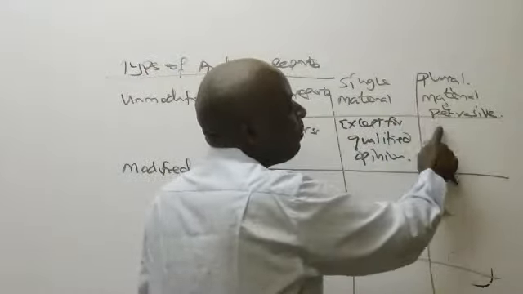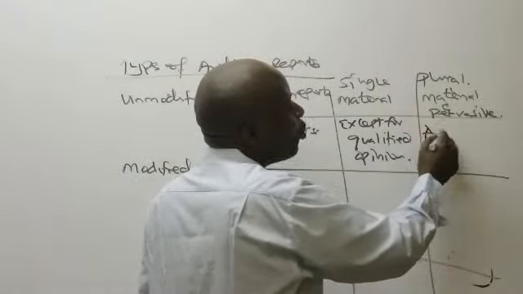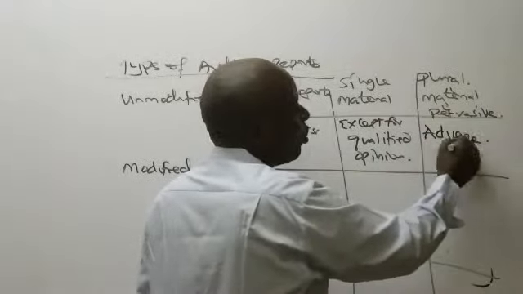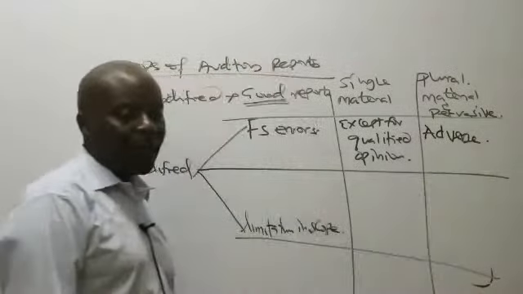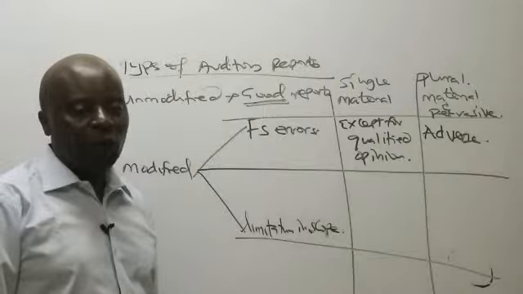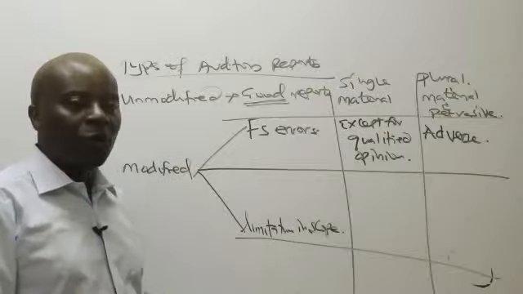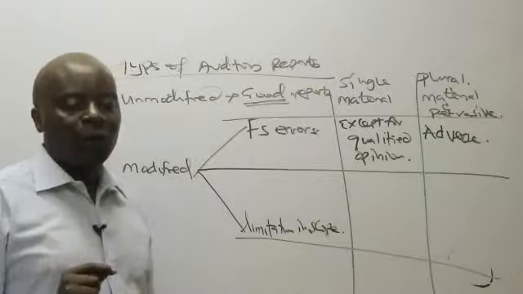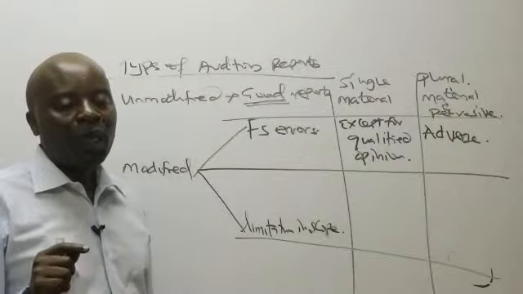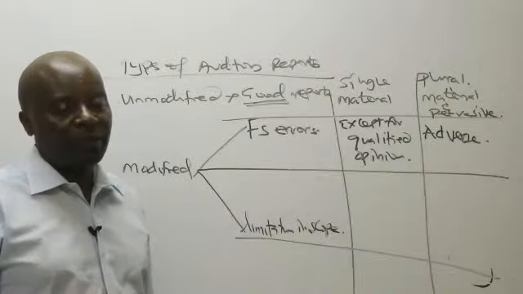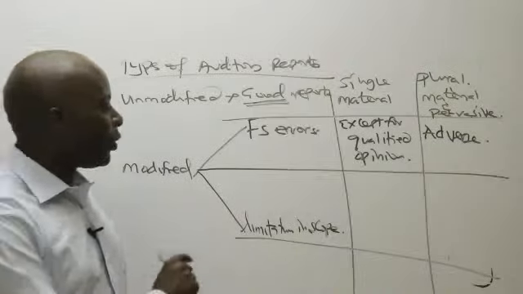when they are material and pervasive, then straight away you disqualify everything by giving what we call an adverse opinion. So basically, we say that the financial statements of RCM Online College do not portray a true and fair view. Do not. The same case with the limitation in scope.